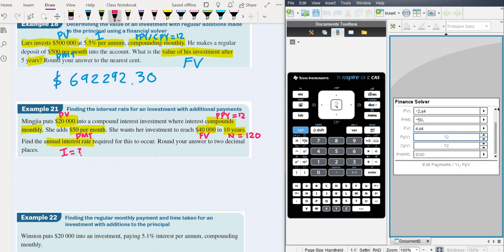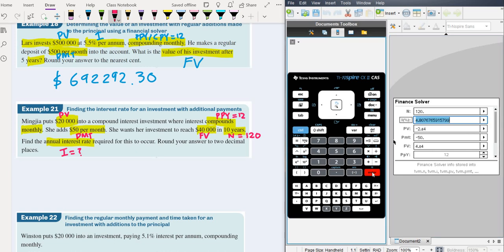And that's all. So now we go on to I. Press enter. It tells us the interest rate that this has to be in order for this scenario to work out. So I is 4.81%.